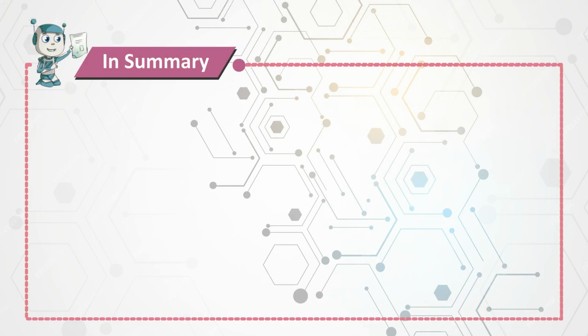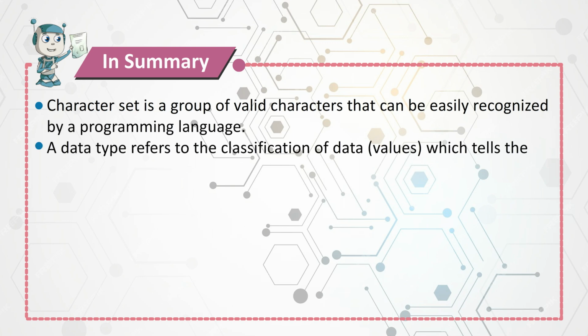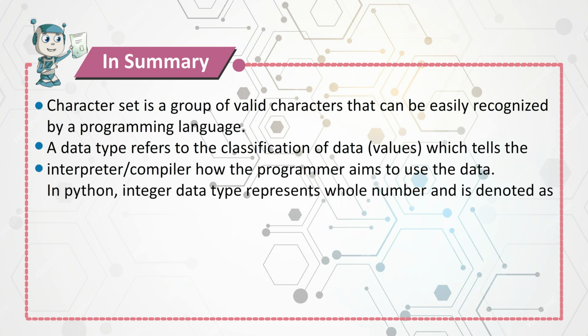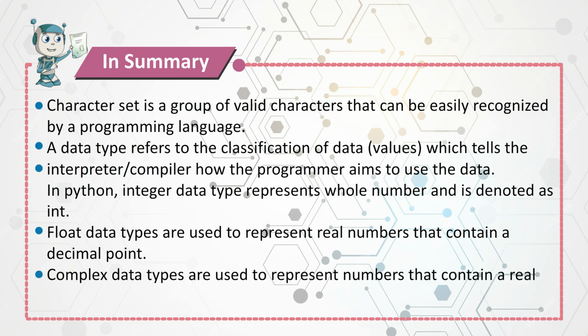In summary, a character set is a group of valid characters that can be easily recognized by a programming language. A data type refers to the classification of data values, which tells the interpreter or compiler how the programmer aims to use the data. In Python, the integer data type represents whole numbers and is denoted as int. Float data types are used to represent real numbers that contain a decimal point. Complex data types are used to represent numbers that contain a real part and an imaginary part.